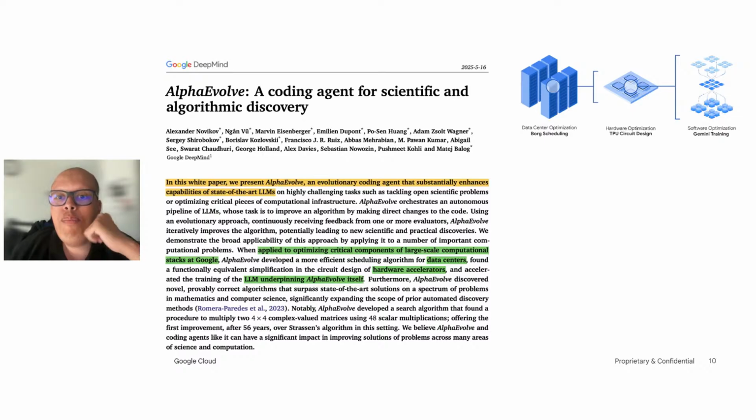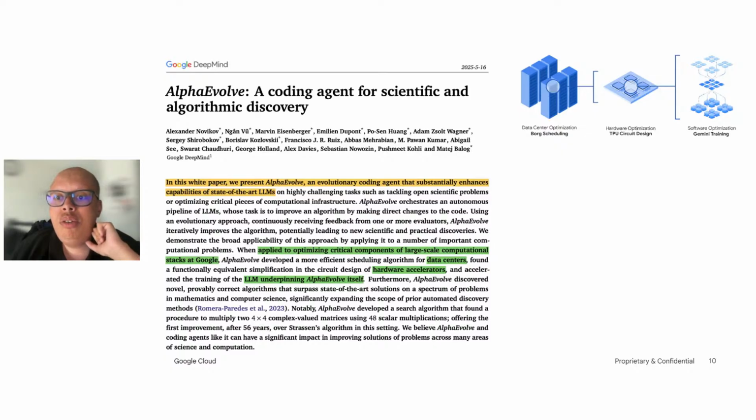AlphaEvolve is pushing scientific boundaries, discovering novel, provably correct algorithms that surpass state-of-the-art solutions. It found multiple new algorithms to multiply matrices, and notably the first improvement after 56 years. No other researcher has been able to bring an innovation to that algorithm. So AlphaEvolve has been able to build on top of human knowledge and innovate on that algorithm after 56 years.